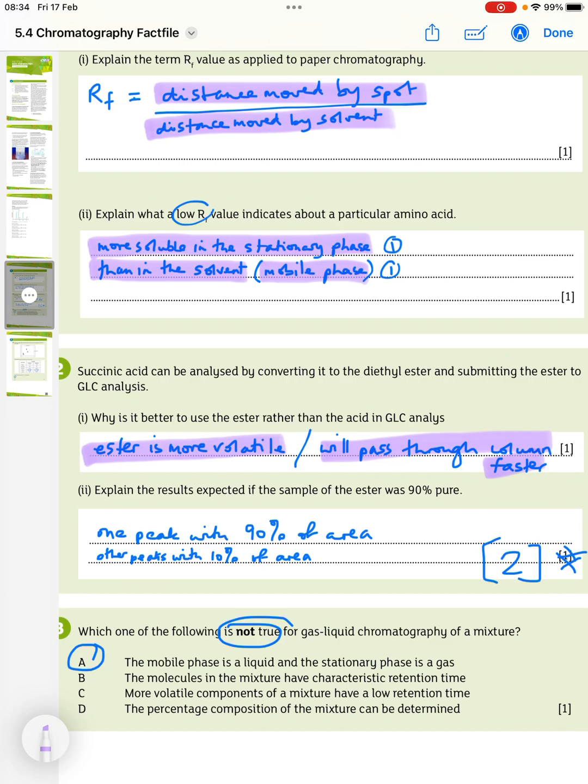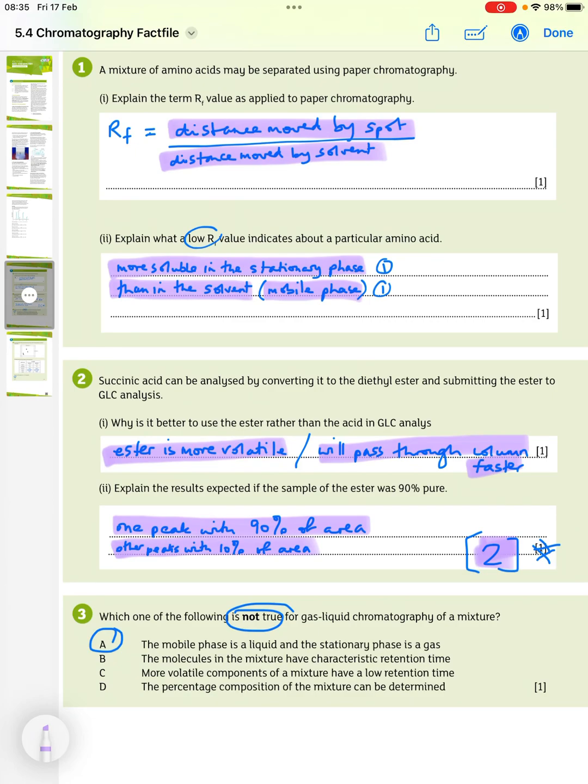Then explain the results expected if the sample of the ester was 90% pure. Well, in that case, if it was 90% pure, you would expect one peak with 90% of the area. And then other peaks, which are the impure bits, would have 10% of the area. Now it says on the fact file that that's worth 1 mark, but in the mark scheme it actually says it's worth 2.